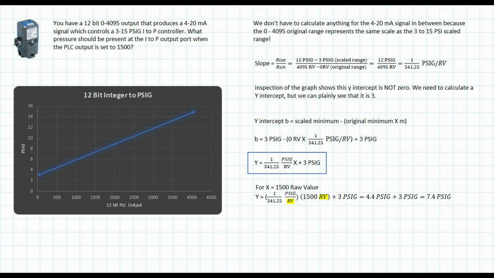for each raw value. For the y-intercept, we have 3 PSIG that's contributed from the scaled minimum. With an original minimum of 0 multiplied by any slope, we get no contribution from the original minimum. So therefore, our y-intercept is 3 PSIG. When we plug in our 1500 raw value, our calculation yields a pressure of 7.4 PSIG.